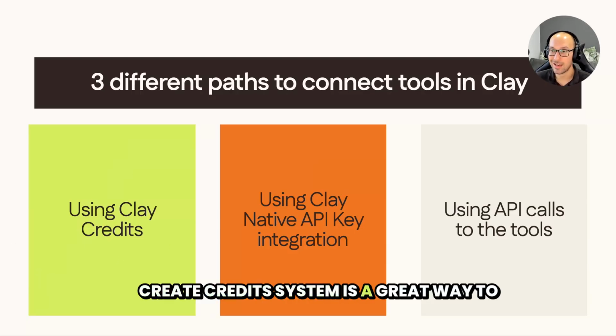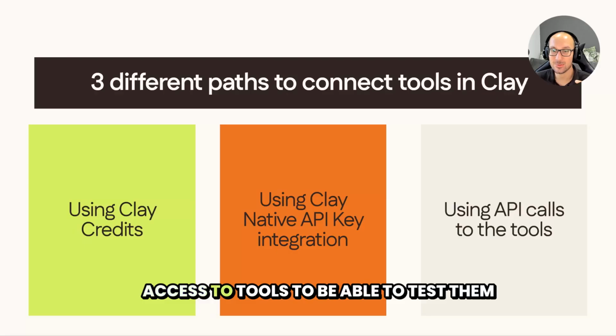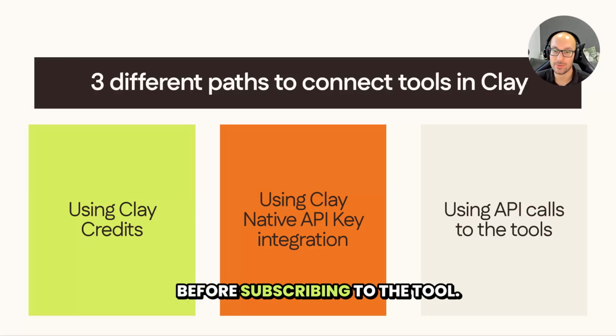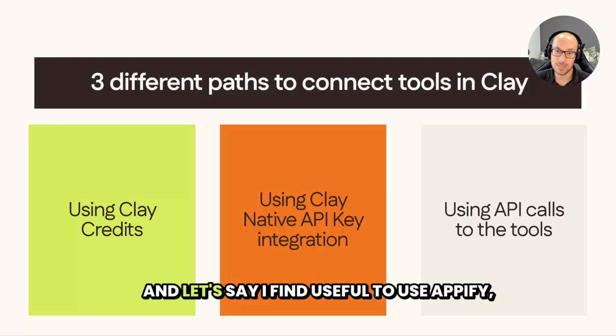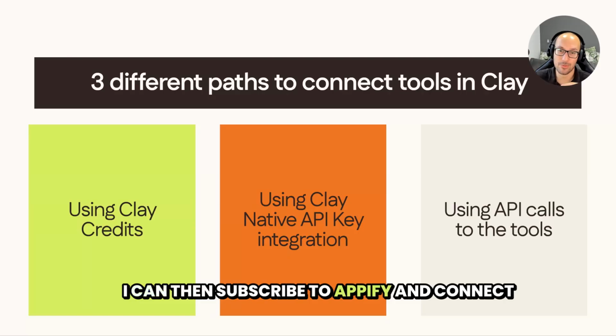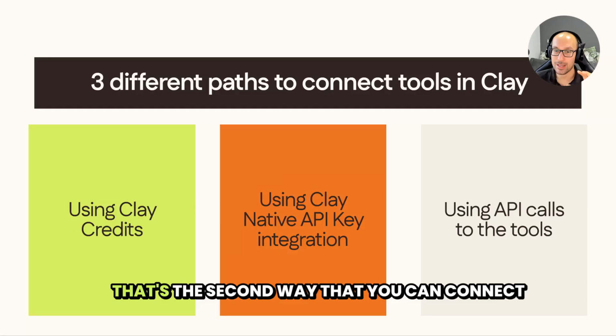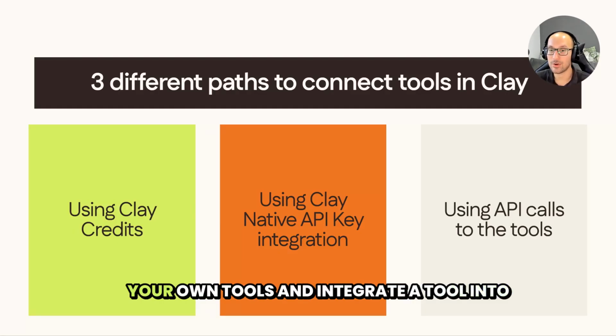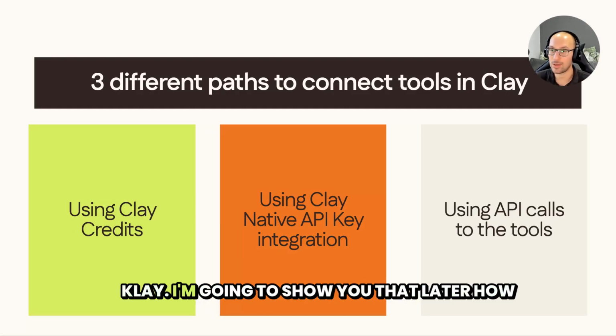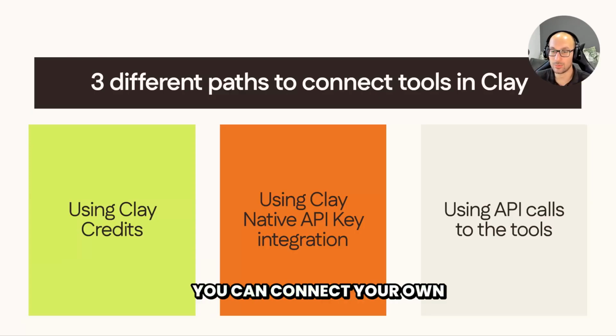A credit system is a great way to access tools and test them before subscribing. So let's say I want to find a tool that extracts LinkedIn posts. I can check the different solutions in Clay until I'm satisfied with the result. And let's say I find Apify useful, I can then subscribe to Apify and connect it to Clay with a native API key integration. So that's the second way that you can connect your own tools and integrate a tool into Clay. I'm going to show you that later, how you can connect your own tools.